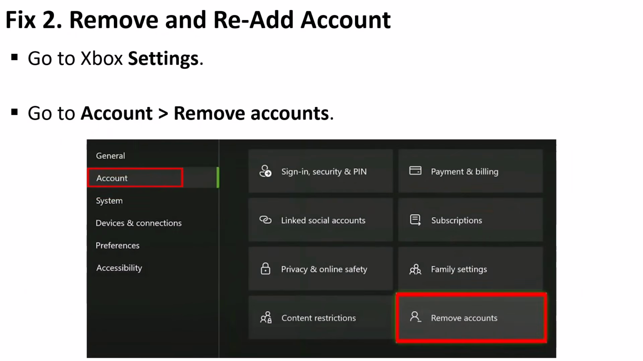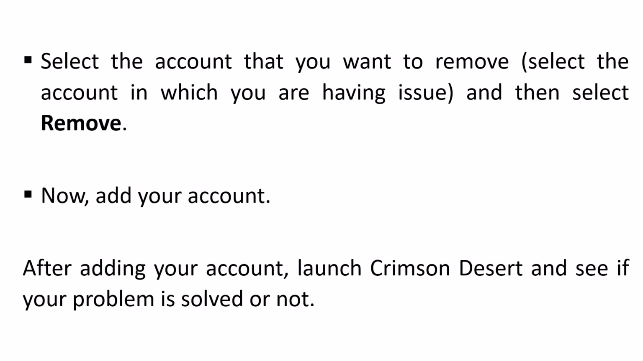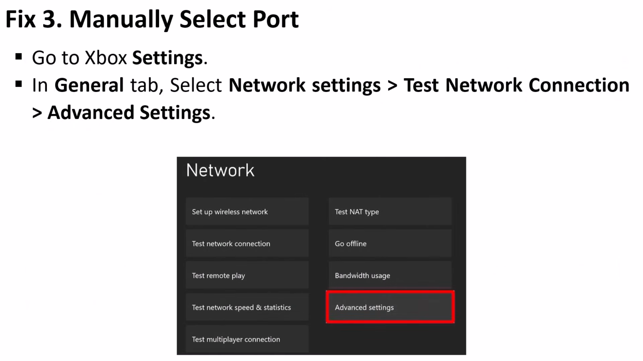Now fix 2 is to remove and re-add accounts. So go to Xbox settings, go to account, remove accounts. Select the account that you want to remove, select the account in which you are having the problem and then select remove. Now re-add your account and after adding your account, launch Crimson Desert game and see if your problem is solved or not.